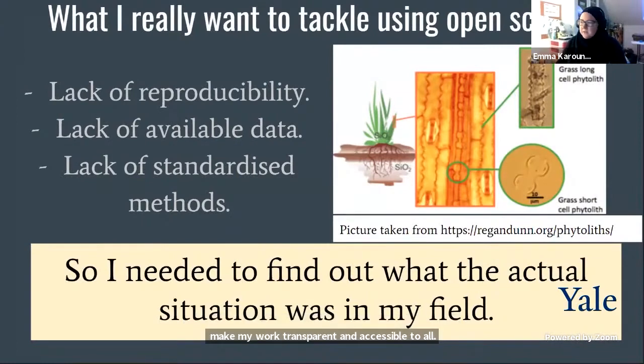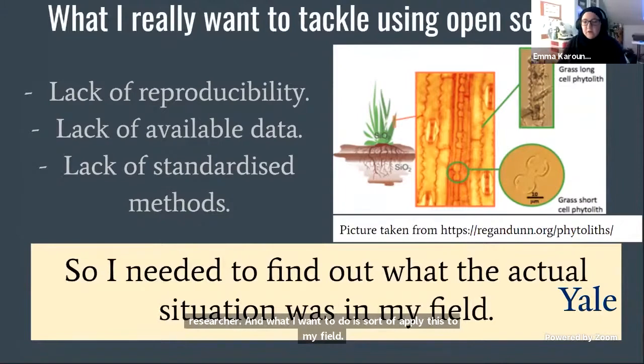So what do I really want to tackle using open science? Because I'm really a phytolith researcher, what I want to do is apply this to my field. If you don't know what phytoliths are, which often people don't because it's quite a specialist field, they are silica bodies that are formed within living plant cells by the uptake of soluble silica from groundwater. And being silica means that they're very robust, and therefore they survive well in archaeological and palaeoecological deposits. They are used for an ever-expanding number of applications, to identify crop plants, to look at environmental and climatic change, and even now radiocarbon dating.